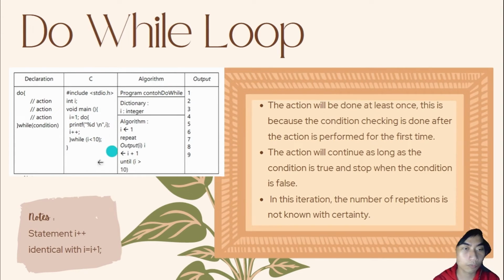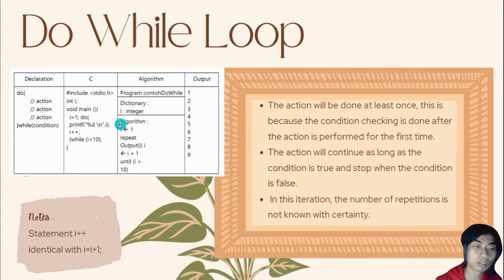So if we run this example code, the output will be 1, 2, 3, 4, 5, 6, 7, 8, 9. It looks the same as a regular while loop. The difference is if we use a different value of I that makes the condition of this do while loop false, for example, if the value of I equals 11, then there will be no loop.